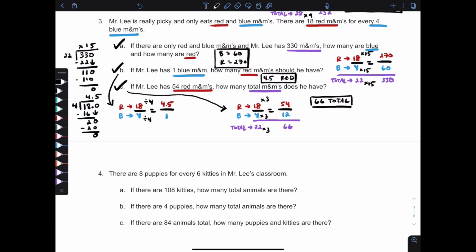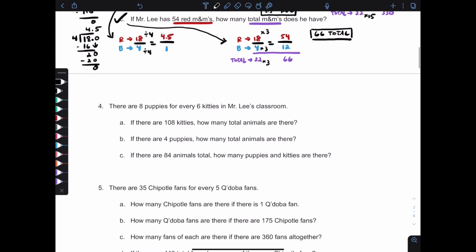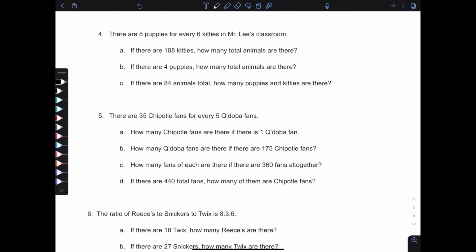That one's done, and that means all of question 3 is finished. Okay, and let's slide on down. Let's take a look at number 4. For the puppies, I will use green. 8 puppies for every 6 kitties in Mr. Lee's classroom. I like puppies more, so I put more of them. Allergic to kitties, actually. If there are 108 kitties, that will be this color right over here, then how many total animals are there? So total, again, I'm going to keep using purple for the total to keep it consistent.